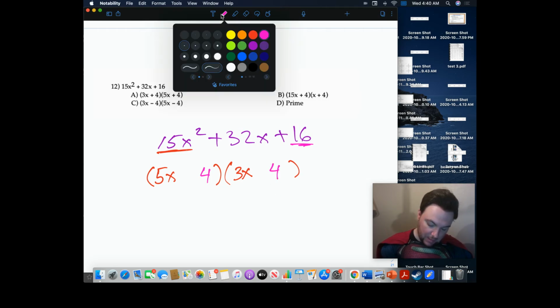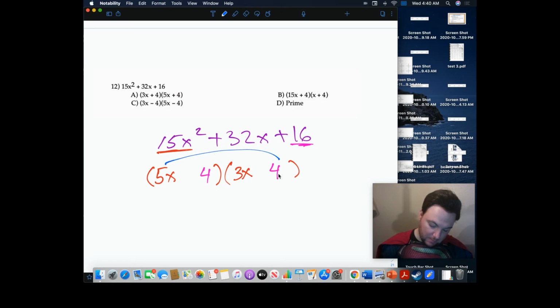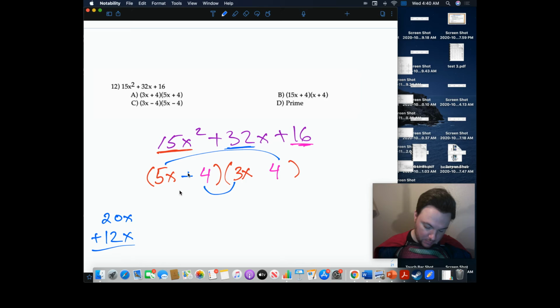Let's see. What happens is we get 5 times 4 is 20x and 4 times 3 is 12x. So the same issue emerges, which is, can I add or subtract 20 and 12 and get to the middle term? Can I get to 32? Well, yeah, if I add them, I'm going to get to 32. So there it is. So it's going to be 5x plus 4 and 3x plus 4. So plus plus. So now it's plus plus.